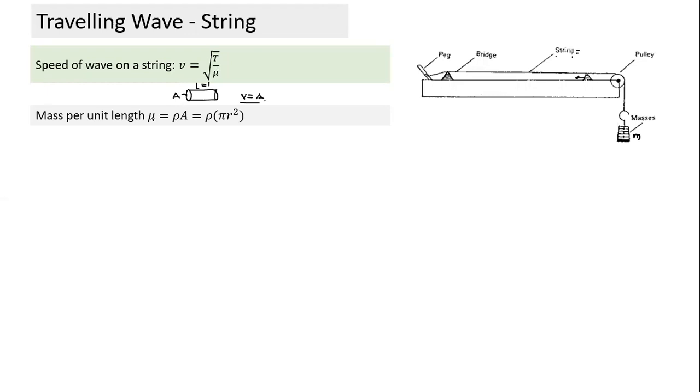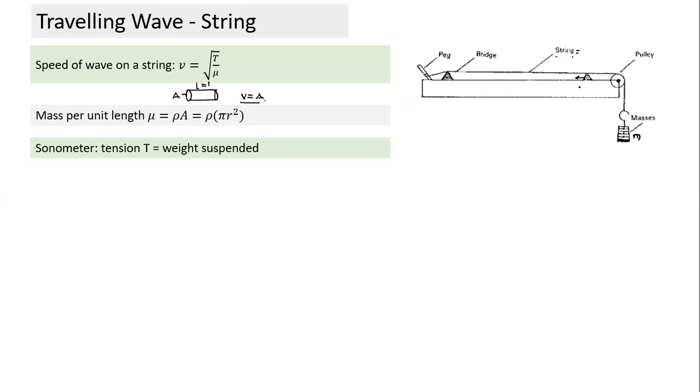So mu is equal to rho into A, the area of cross section, and for a circular cross section, rho into pi r square. Any of these terms might be given. It can be written in terms of density, and it can also be written in terms of radius. That's the mu term, and this kind of arrangement is called a sonometer.